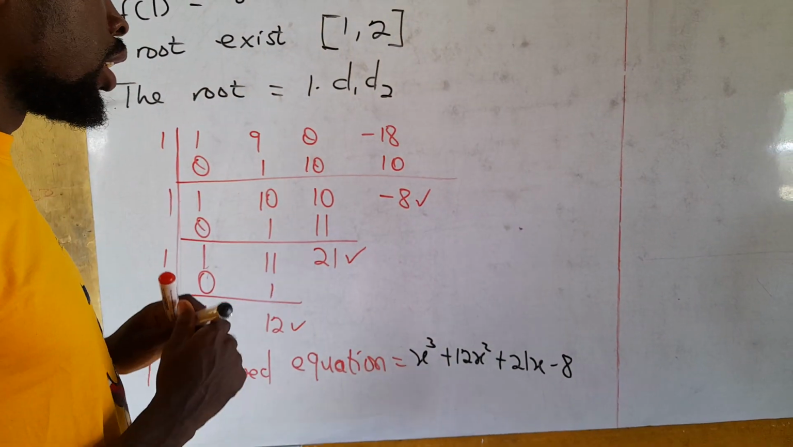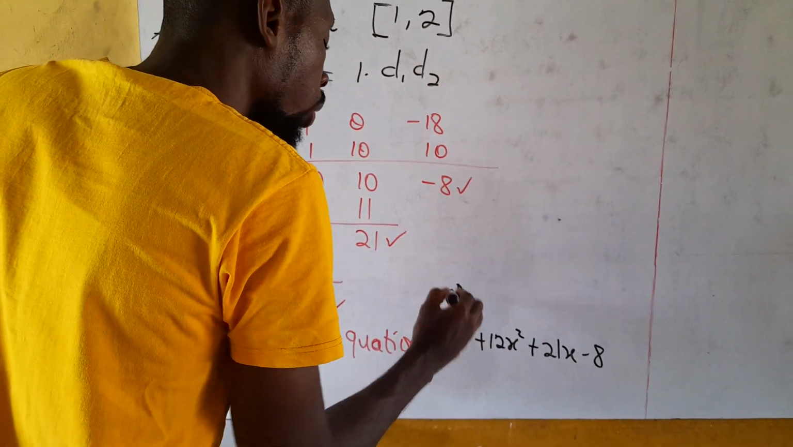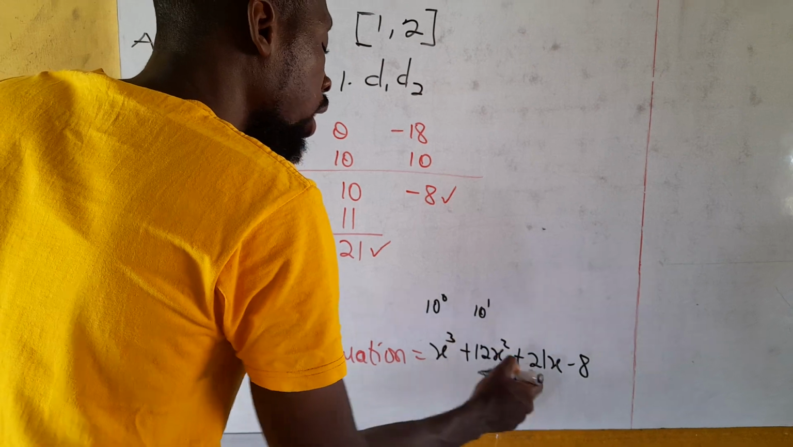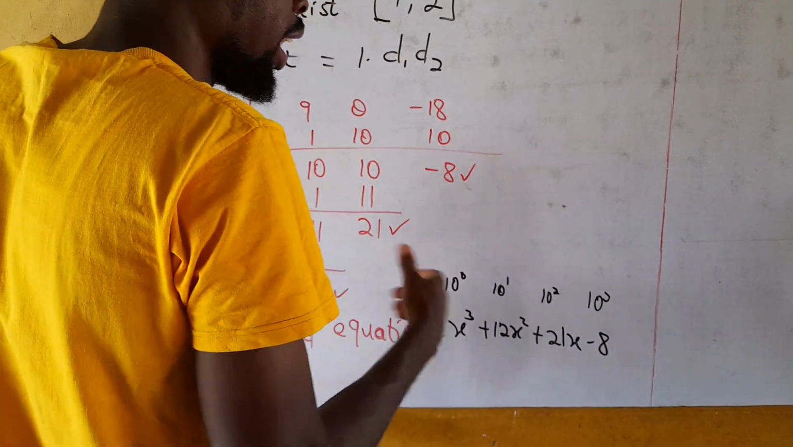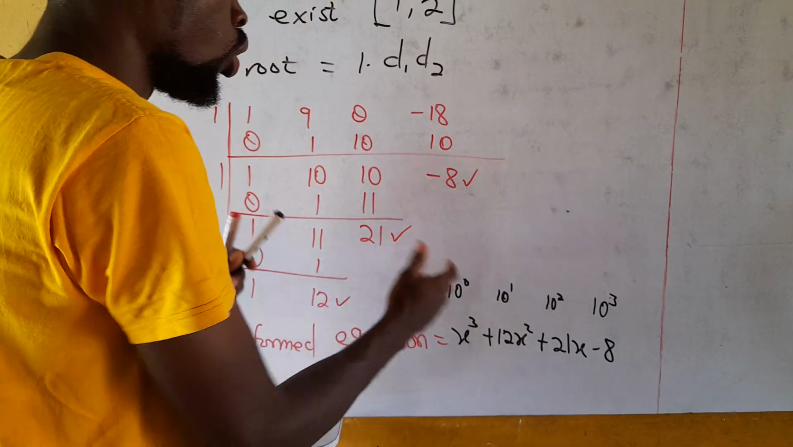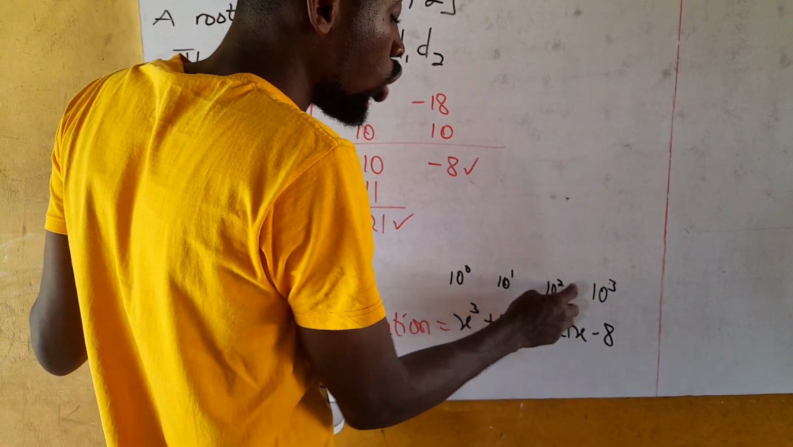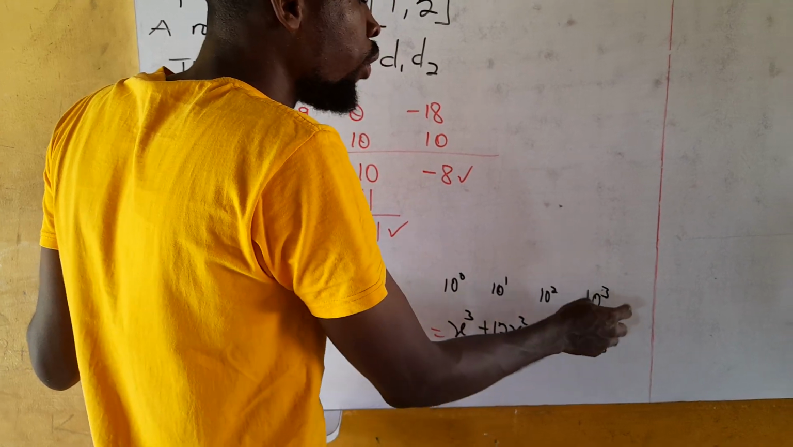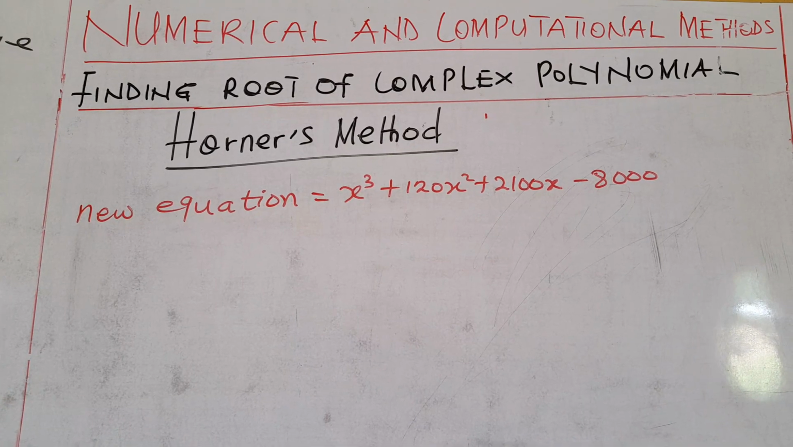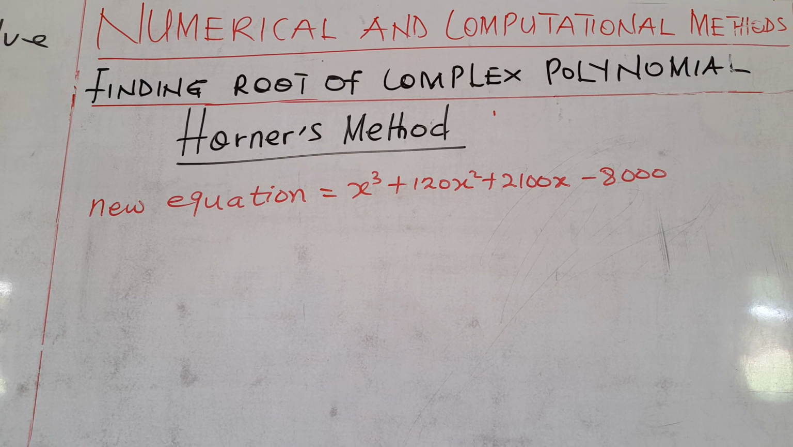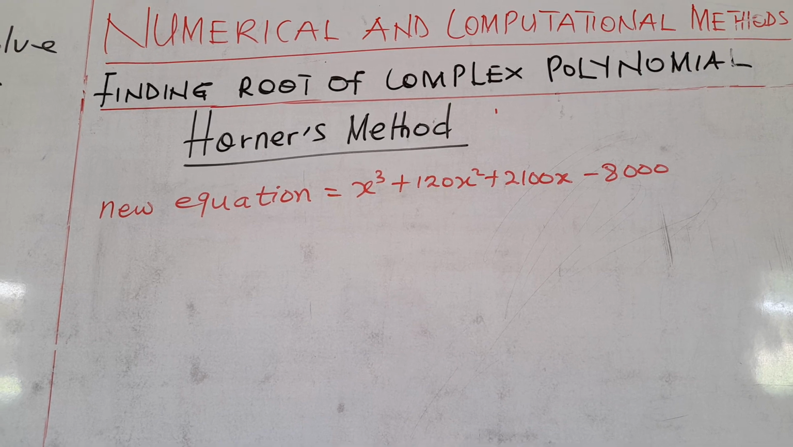The new equation is gotten by multiplying this by 10 exponent 0, this by 10 exponent 1, this by 10 exponent 2, then this by 10 exponent 3. Remember, 10 exponent 0 is 1, then 10 exponent 1 is still 10, so we'll multiply this by 10. 10 exponent 2 is 100, so we'll multiply 21 by 100. 10 exponent 3 is 1000, we multiply 8 by 1000. So our new equation will be x cubed plus 120x squared plus 2100x, then minus 8000.